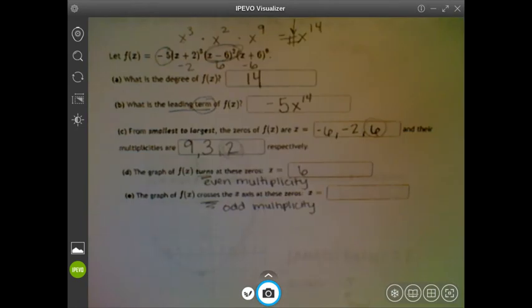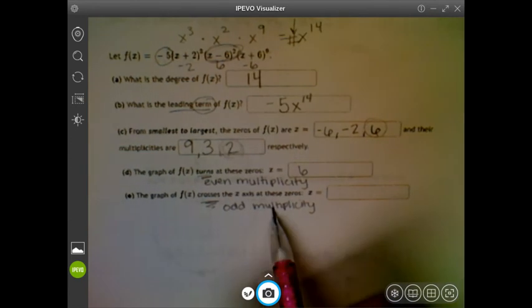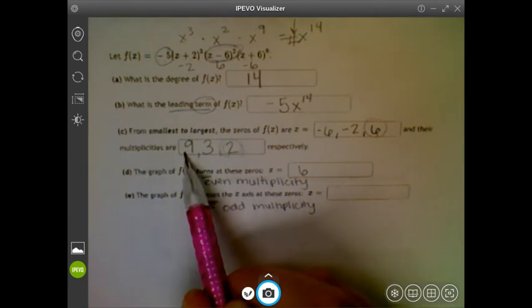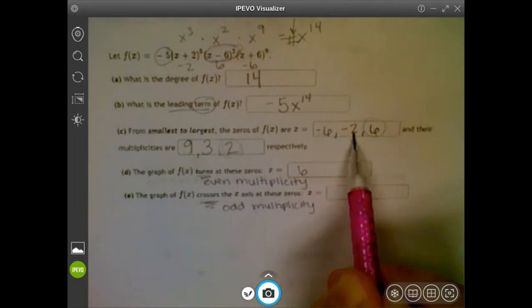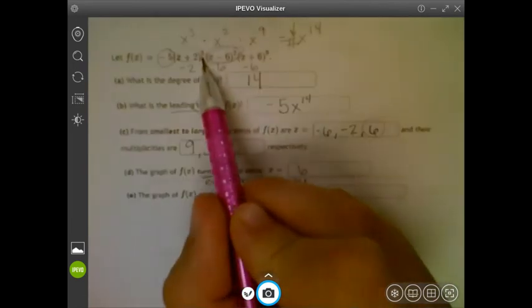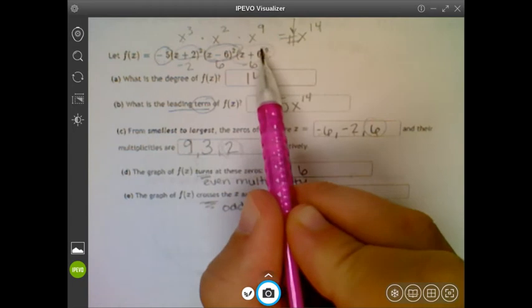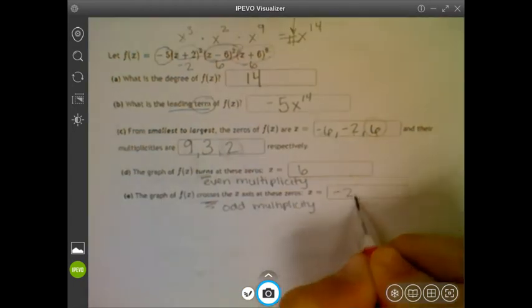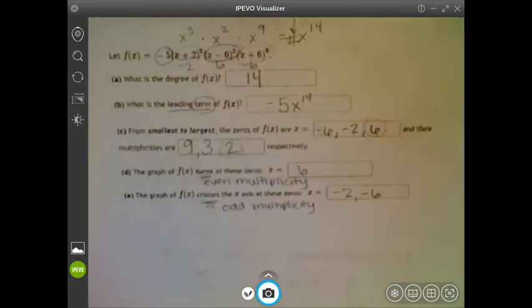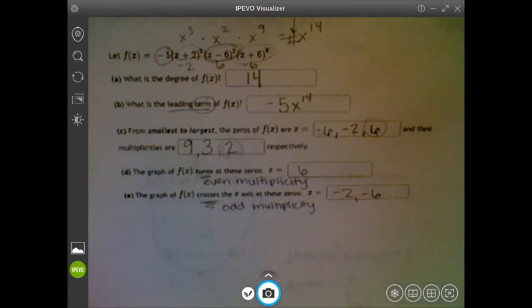In terms of turn, you could also think of it as bouncing off the graph as well. It's going to cross when it has all odd multiplicities. That's going to be these other two, so that's going to be these two zeros. Or you can look at it here and say, hey, that one's power of 3, that one's power of 9. Those are odd numbers. So at negative 2 and negative 6, it will cross. You should be able to put these in any order because it doesn't give you anything specific.